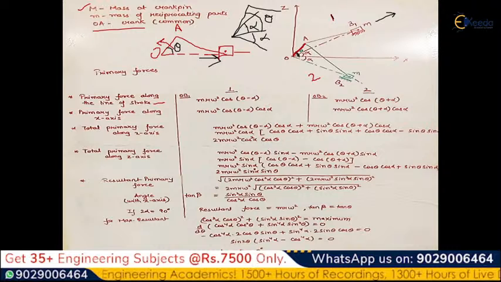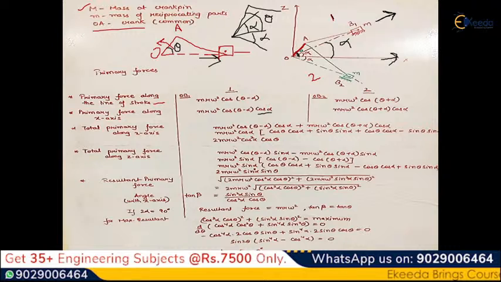So the primary force along the x-axis will be what? The cos factor of this angle alpha. If the primary force is acting along this line, and if this angle is alpha, the primary force because of body 1 or because of cylinder 1 will be m r omega square cos(theta minus alpha) into cos alpha. This is the cos factor.